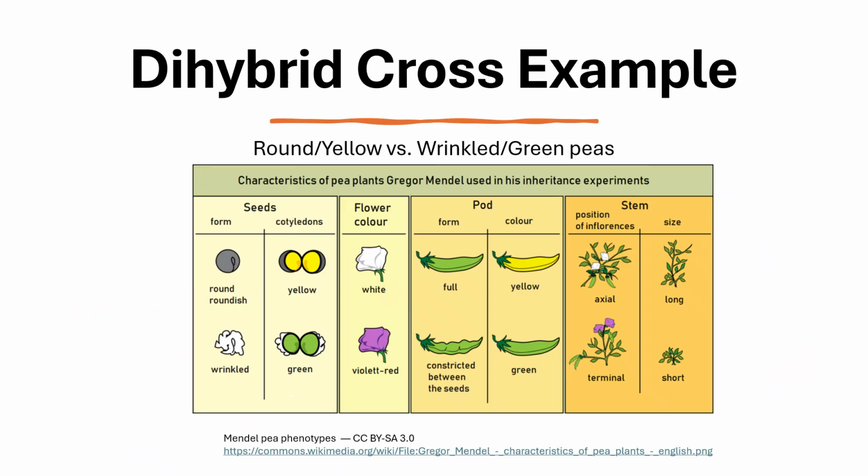In a dihybrid cross, like round yellow crossed with wrinkled green peas, Mendel found a 9-to-3-to-3-to-1 phenotypic ratio, evidence of independent assortment.